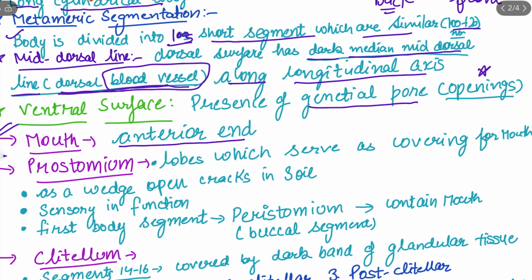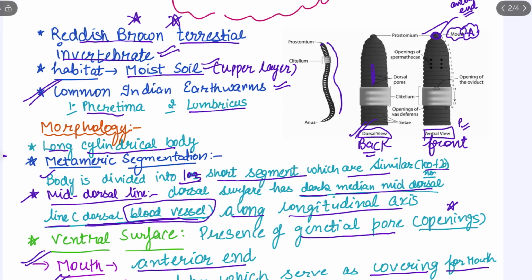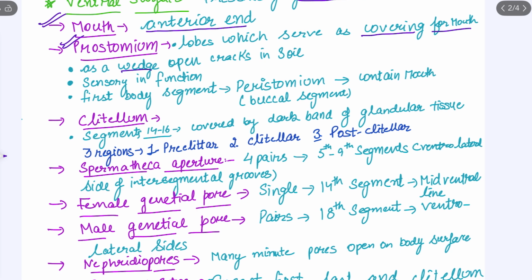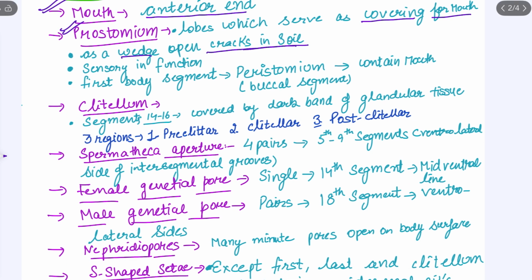Okay, next is the prostomium. What is the prostomium? It is the covering lobe which acts as a covering for the mouth. First the mouth is present, then this covering over the mouth. It acts as a wedge to open cracks in the soil, as it is wedge-shaped, so they can form cracks in the soil. And the earthworm can go inside the soil through the cracks.